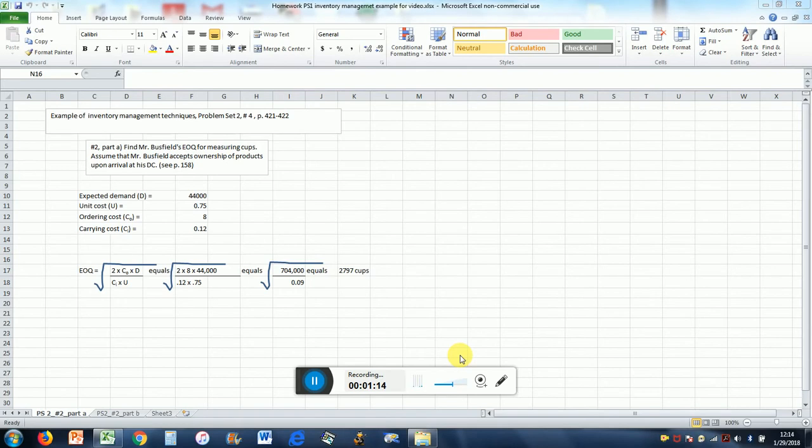Mr. Busfield expects to sell 44,000 measuring cups this year. Hogan acquires the measuring cups for 75 cents each from Shatter Industries. Shatter charges $8 for processing each order. In addition, Mr. Busfield estimates his company's inventory carrying costs to be 12% annually.